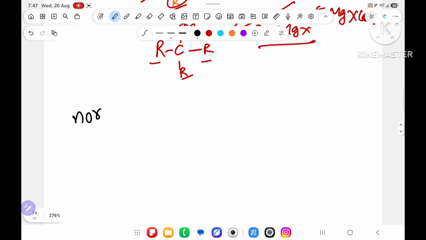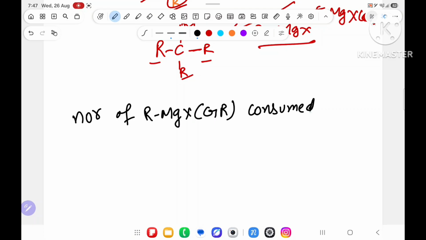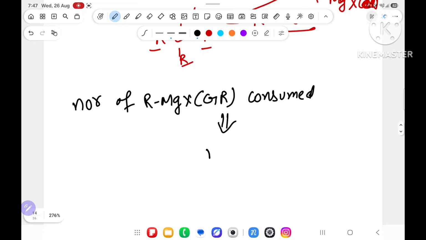So sometimes they will ask how many moles of Grignard reagent are used. So the number of RMgX, that is Grignard reagent consumed in any reaction, is equal to the number of leaving groups plus 1. 1 leaving group, 2 Grignard reagent. No leaving group, 1 Grignard reagent. 3 leaving groups, 4 Grignard reagent.